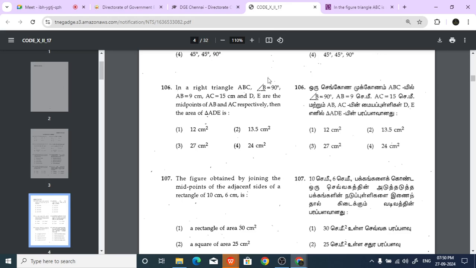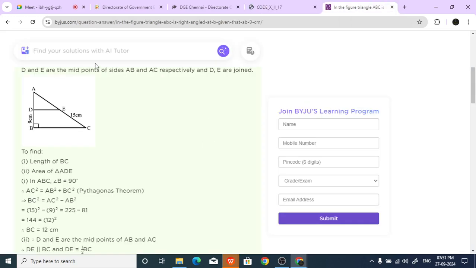In a right triangle ABC, angle B is equal to 90 degrees, AB is equal to 9 centimeters, AC is equal to 15 centimeters, and D and E are midpoints of AB and AC respectively. Then the area of triangle ADE is... You just see this. AB is 9 centimeters, AC is 15 centimeters, D is the midpoint of AB, E is the midpoint of AC. Then they're asking what is the area of ADE.